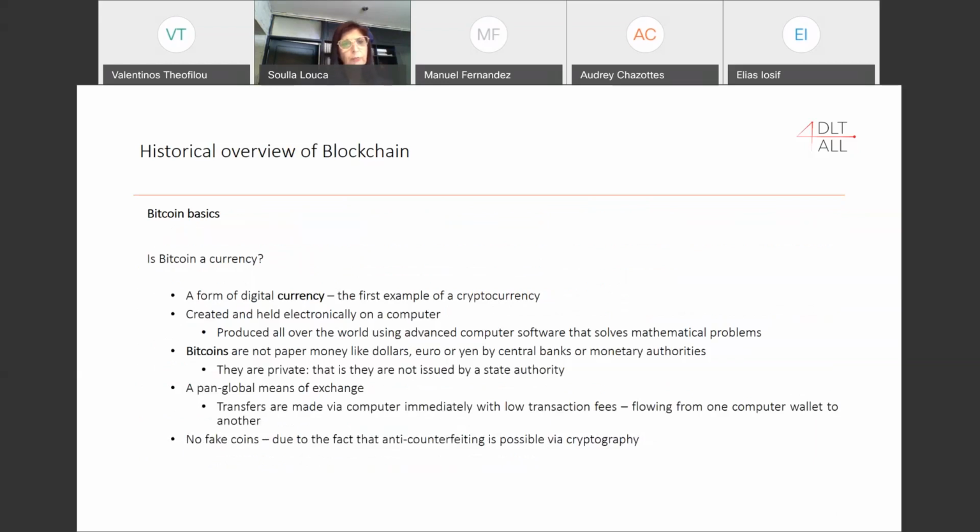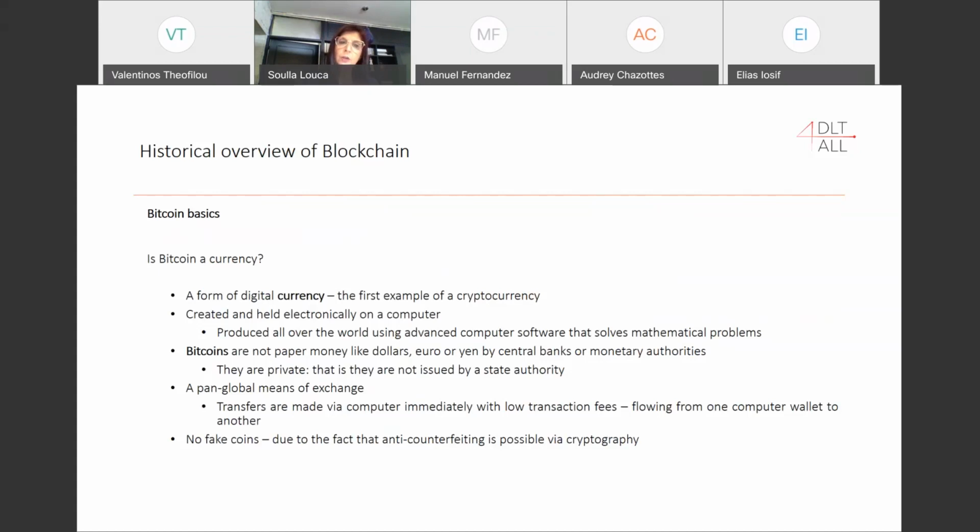Let's discuss now a little bit on Bitcoin basics. One might ask, is Bitcoin a currency? Well, it is a form of digital currency, and it was the first example of a cryptocurrency. As we said, it's digital, and it's held, of course, electronically on a computer, produced all over the world using advanced computer software that solves mathematical problems.